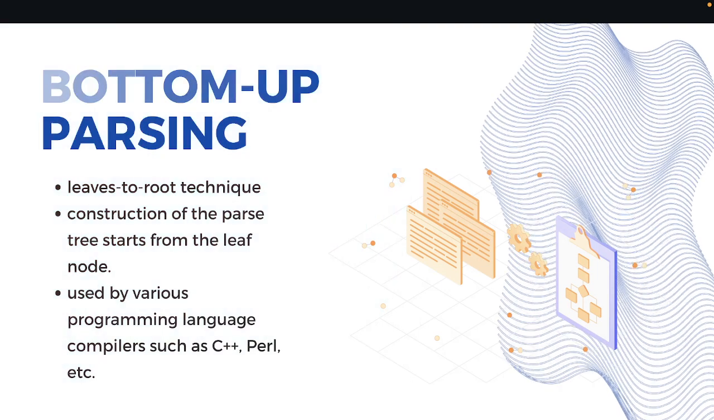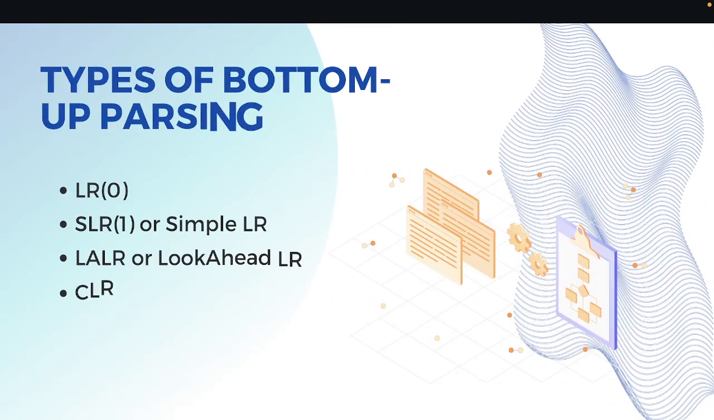There are four types of bottom-up parsers. First is LR, second is SLR or simple LR, third is LALR or look-ahead LR, and fourth is CLR or canonical LR. In detail, we will see what LR is, and what L and R are. The symbol L means reading the text from left to right. R means using the rightmost derivation technique to generate the parse tree.